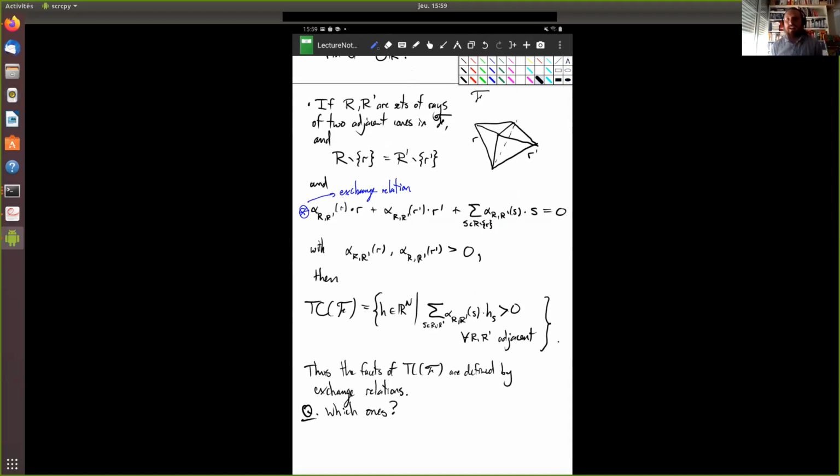Let me be more precise. I have a bunch of inequalities, one for every pair of adjacent cones. Probably some of these inequalities can be deduced from the others by positive linear combinations. So what I'm looking for, in other words, is which are the exchange relations that positively generate all the others?